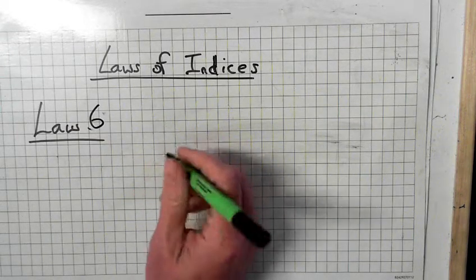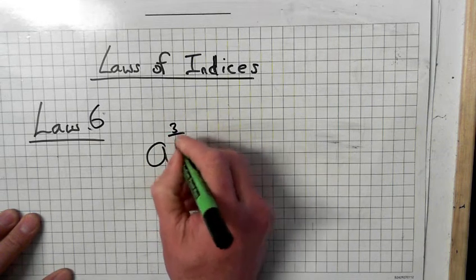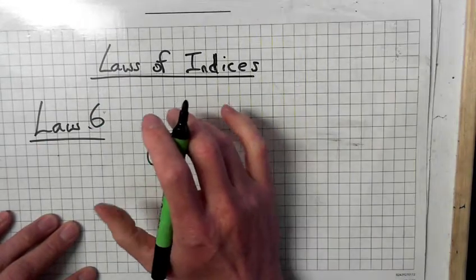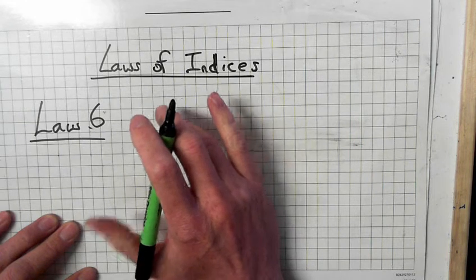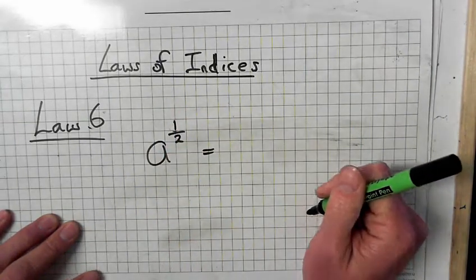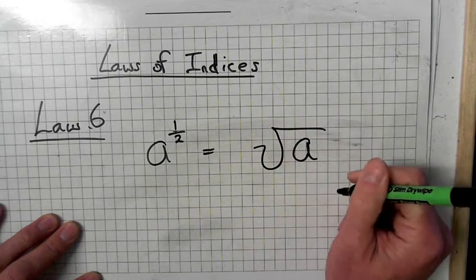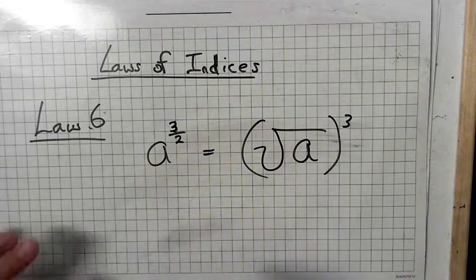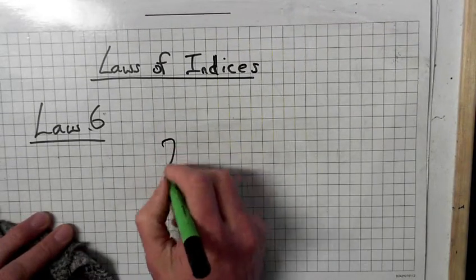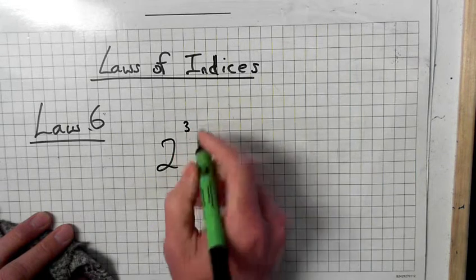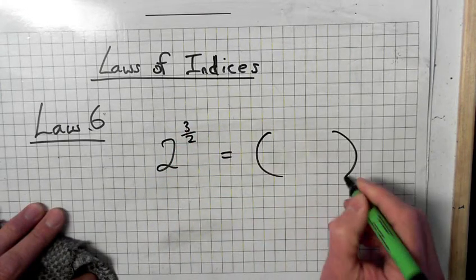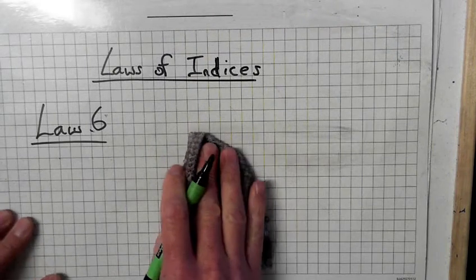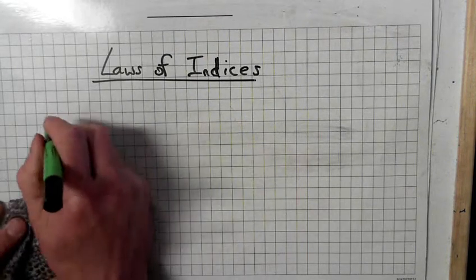Law 6. If I have 8 to the power of 3 over 2. Now watch carefully here. First of all, forget about the 3 for a second. What does 8 to the power of a half mean? Square root of 8. Now I'll put the 3 back in. Power of 3. So for example, if I had 2 to the power of 3 over 2, that is equal to the square root of 2, to the power of 3. Alright, that's law 6.